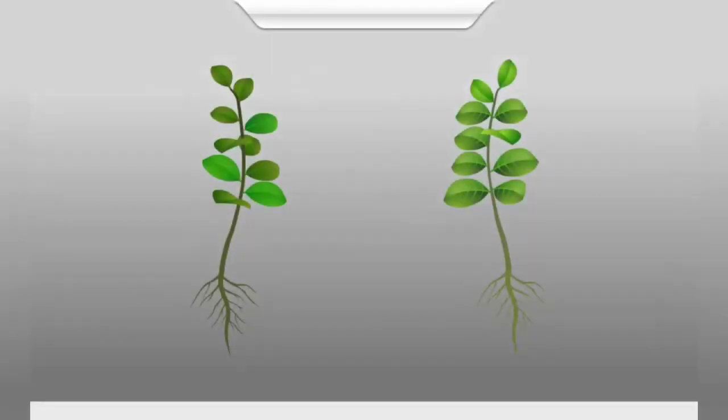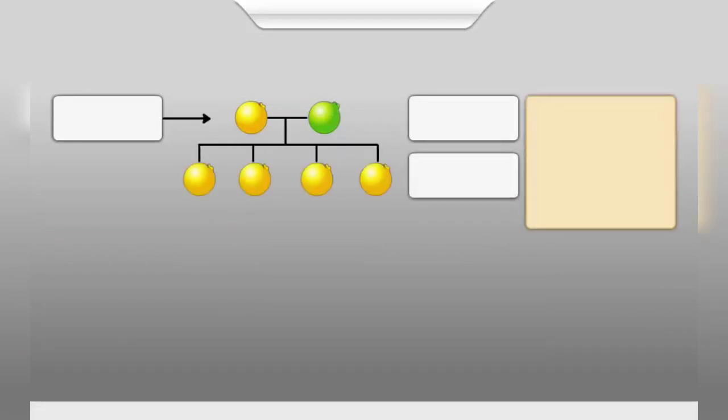When he cross-pollinated plants that produce only yellow seeds with plants that produce only green seeds, Mendel found that the first generation offspring always had yellow seeds. The trait for green seeds seemed to have been suppressed in the first generation.